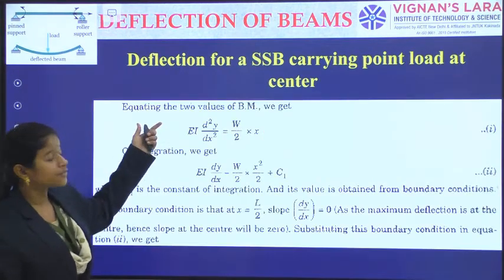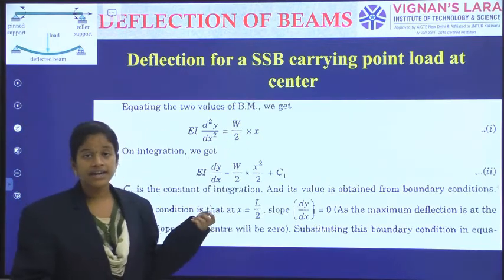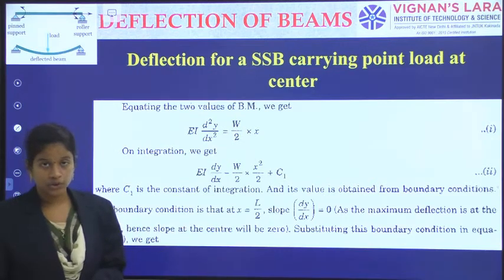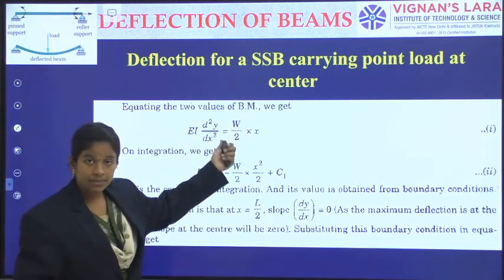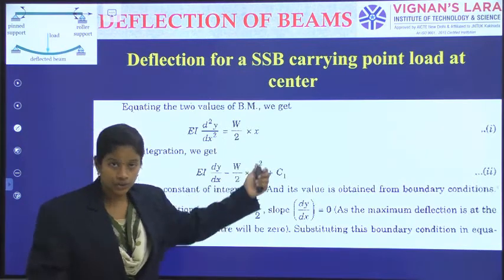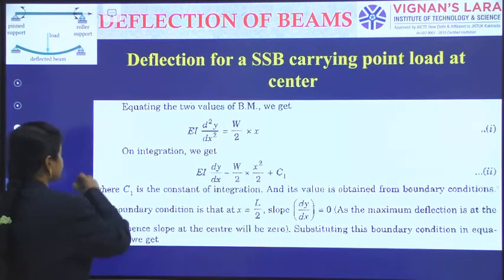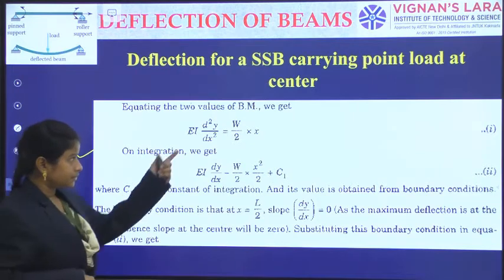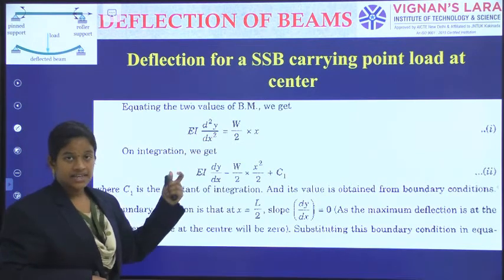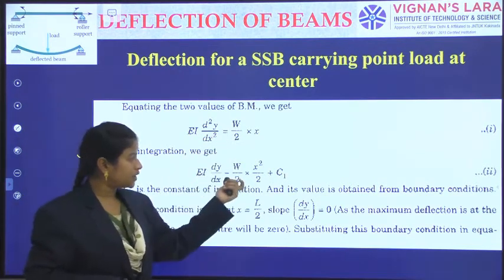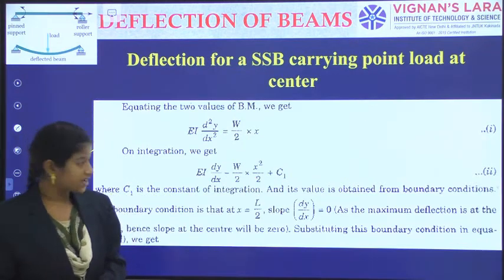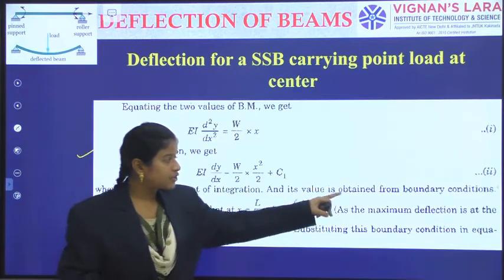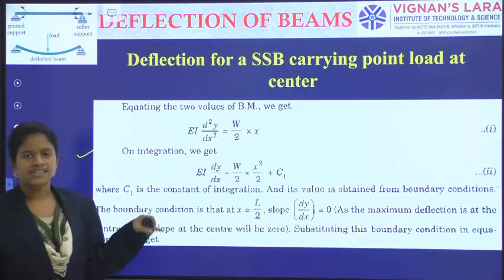The next step, equating both of the bending moment values: EI d square y by dx square is equal to plus W by 2 into X. Integrating that equation, we have got EI dy by dx equal to W by 2 into X square by 2 plus C1, where C1 is the integration constant. The value is obtained from the boundary conditions.